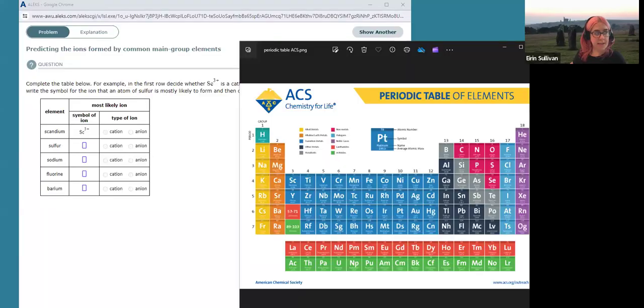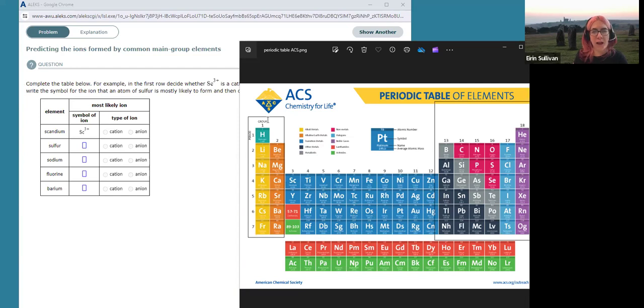Okay, so predicting the ions formed by common main group elements. What are main groups, I hear you ask? Well, I don't, but I'm going to just pretend. So main groups are groups 1 and 2 and groups 13 through 18. So now you know. So these are the main groups. Everything else you don't need to worry about for now.